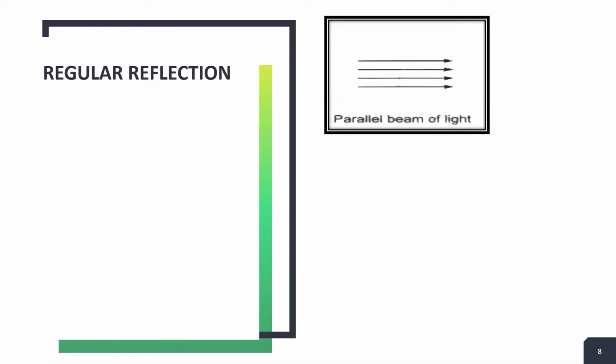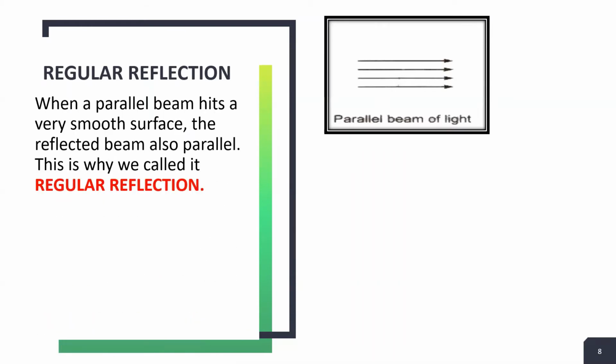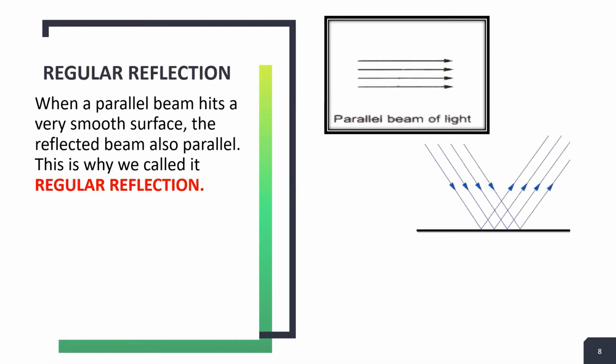When a parallel beam hits a very smooth surface, the reflected beam is also parallel. This is why we call it regular reflection. This figure shows regular reflection. It happens with objects like glass, mirrors, or polished metals, where sharp images are produced. When a surface reflects all incident light rays regularly, that is the reason why we can see our image in mirrors or other very smooth surfaces.